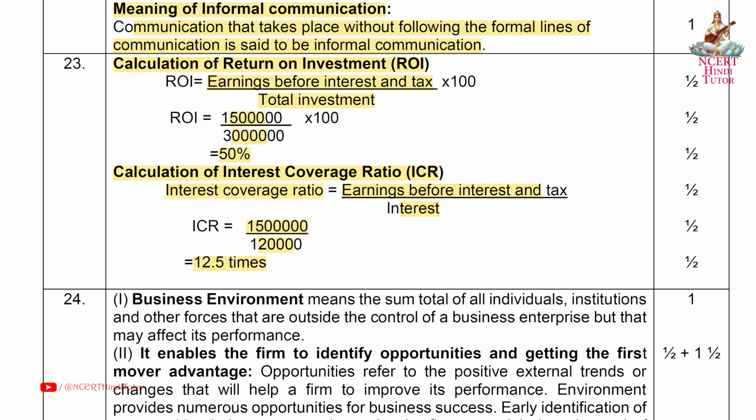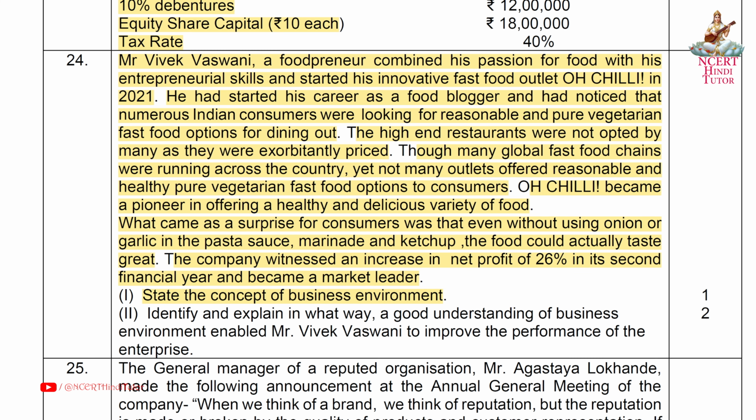Answer. Business environment means the sum total of all individuals, institutions, and other forces that are outside the control of a business enterprise but that may affect its performance. Second, identify and explain in what way a good understanding of business environment enabled Mr. Vivek Vaswamy to improve the performance of the enterprise. Answer.